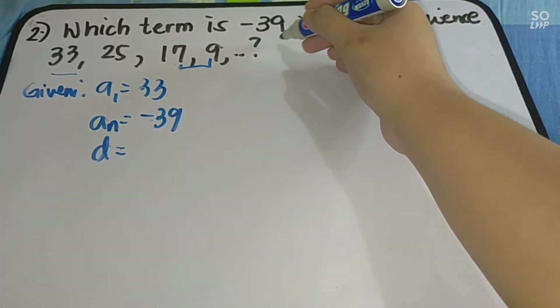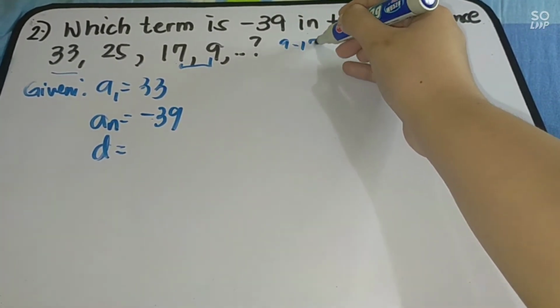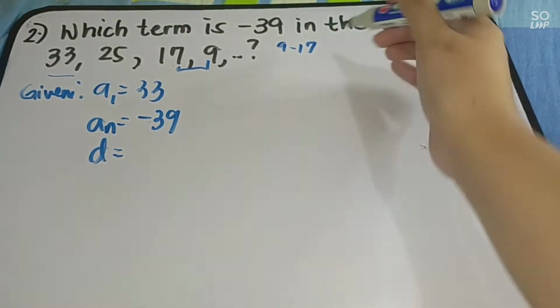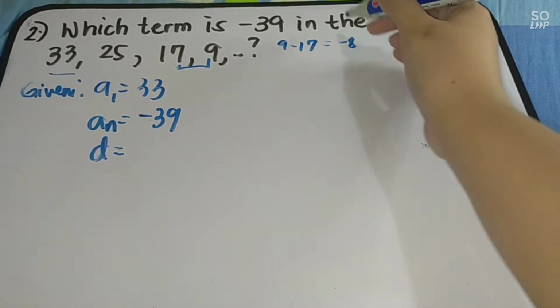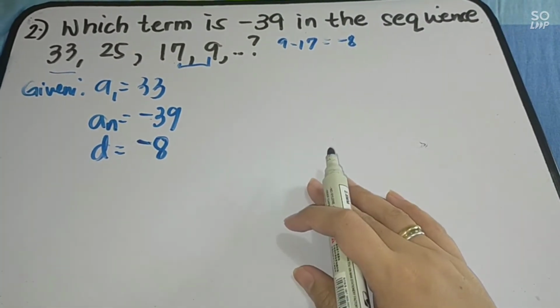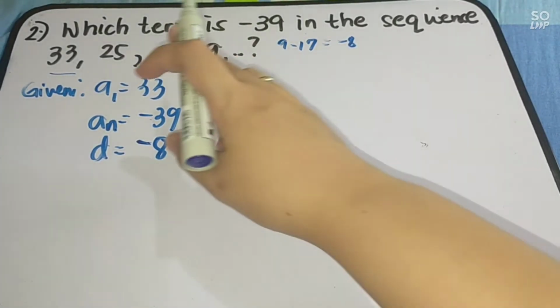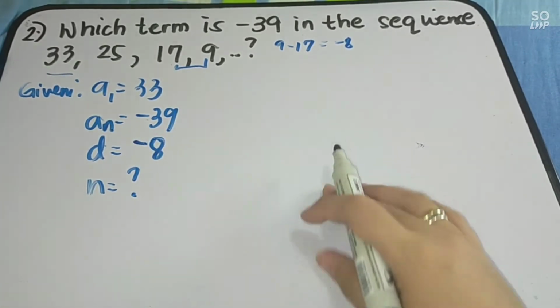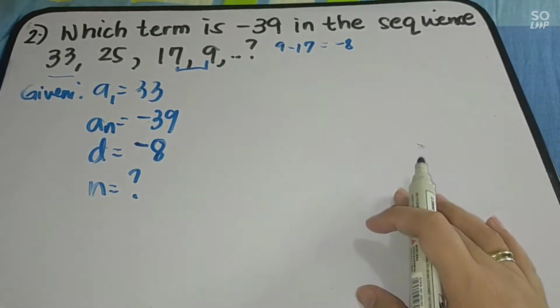So, you have here 9 minus 17. So, 9 minus 17, your common difference, which is negative 8. So, this one is negative 8. So, that's your common difference. Now, which term? So, ang hinahanap natin, yung n natin. Kung pang ilang term nga ba, si negative 39.